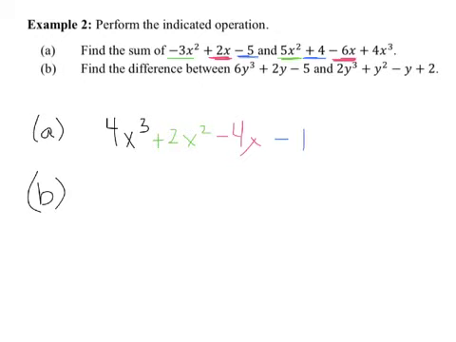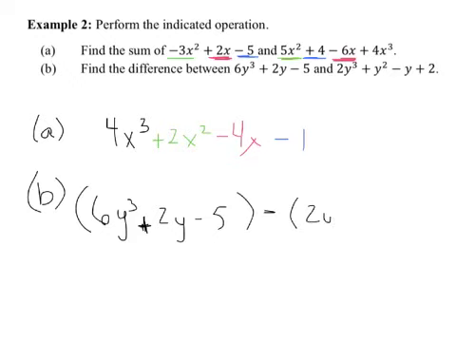Okay, so part B, let's take a look at. So we've got 6y cubed plus 2y minus 5 minus 2y cubed plus y squared minus y plus 2. What's an easy way to do this, so we don't forget about our negative signs here? What's an easy way to do this, Hannah?